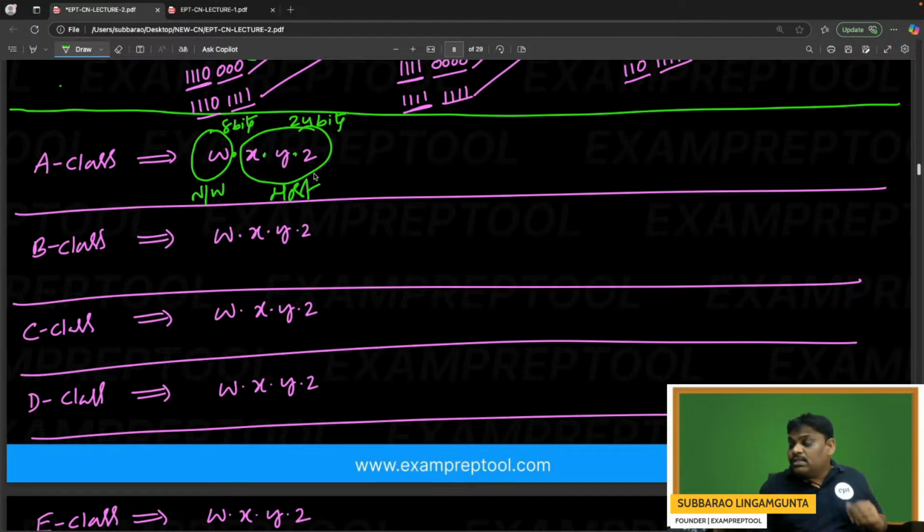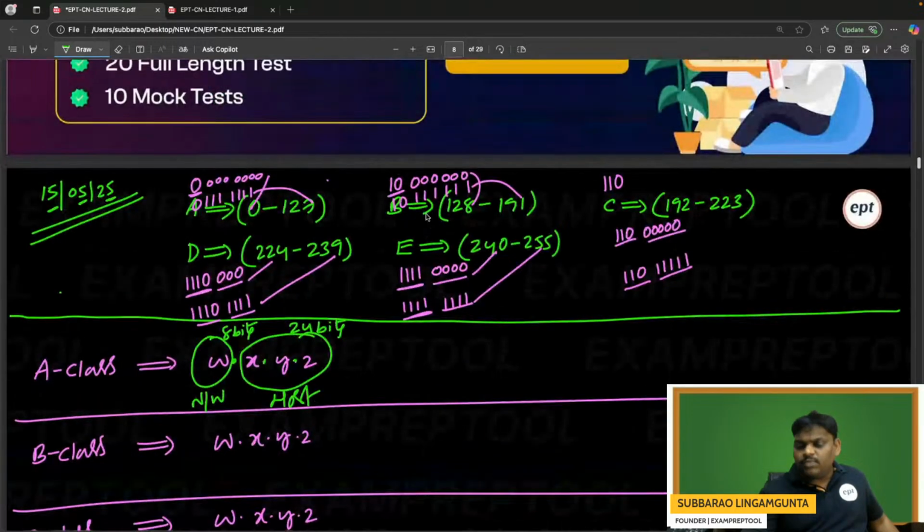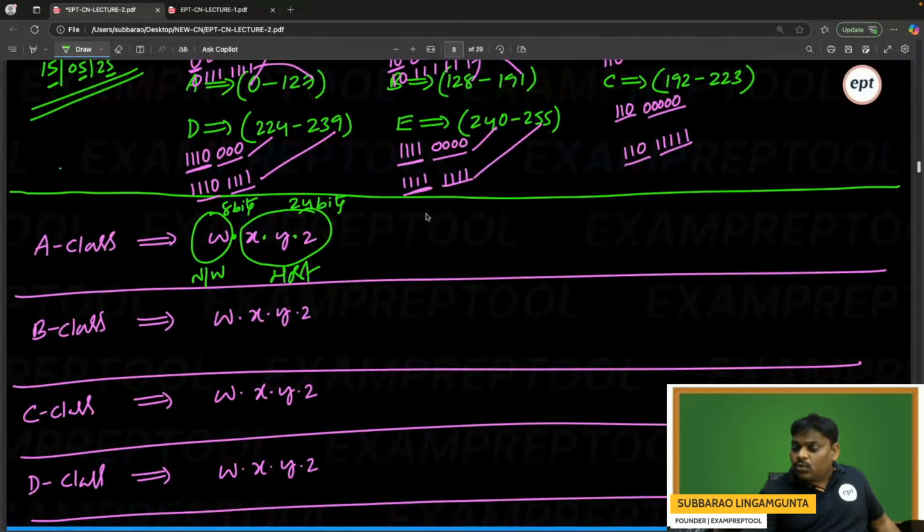Can you listen to this also? Some people are asking, sir, how to identify it is a class A? By seeing the first octet, I can identify. How to identify it is a class C? By seeing the first octet, I can identify. You know how to identify class A, class B, like that. The next story is, in class A, how many bits for network, how many bits for host? What is the need? I will say within a few minutes. First of all, let me say how many bits in class A for network, how many bits for host.